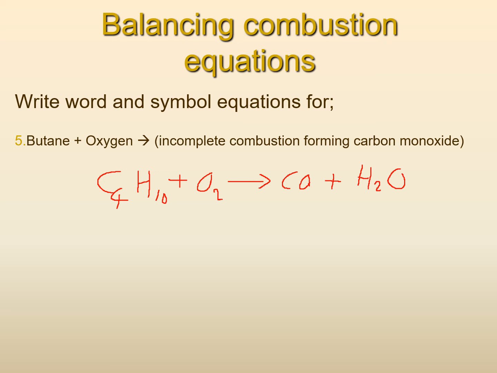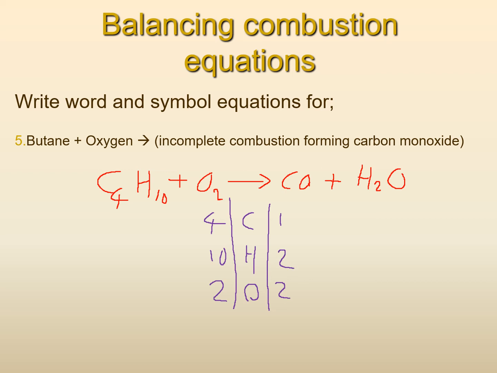So if you didn't get number 4 right, or number 5 right, and you've just watched me do number 4, please try and do this without my assistance, and then I'll do it. Okay, assuming you've now unpaused, I've got carbon, hydrogen, and oxygen. I've got 4 carbons on the left-hand side, 10 hydrogens, and 2 oxygens. Whereas I only have 1, 2, and 2 respectively.